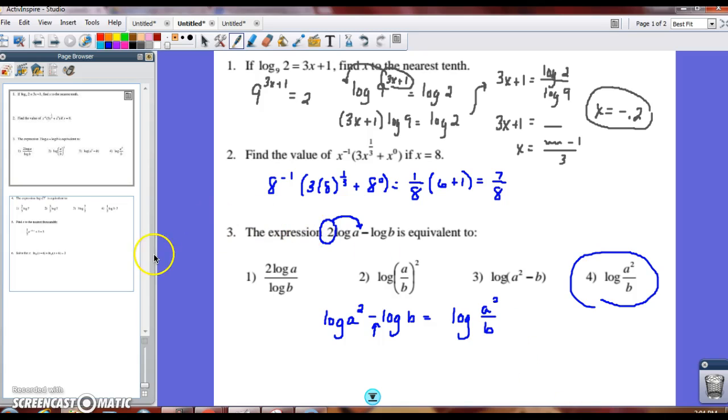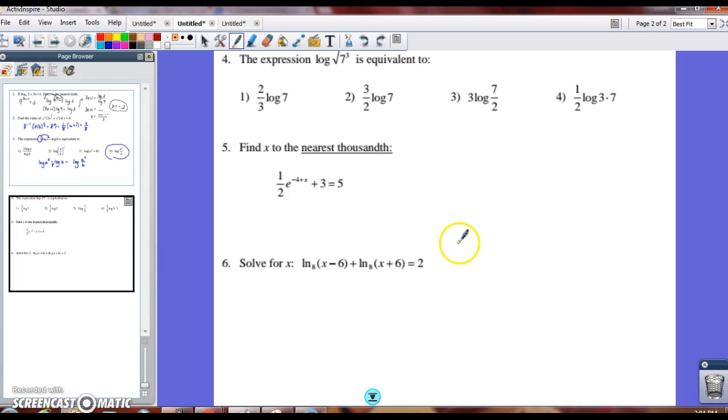Okay. Moving on, let's look at problem number 4. In problem number 4, it says the expression log times the square root of 7 cubed. I'm just going to do that over here. That's the same as saying the log of 7 cubed raised to the 1/2 power. Okay? Remember, the square root is the same as raising something to the 1/2 power.